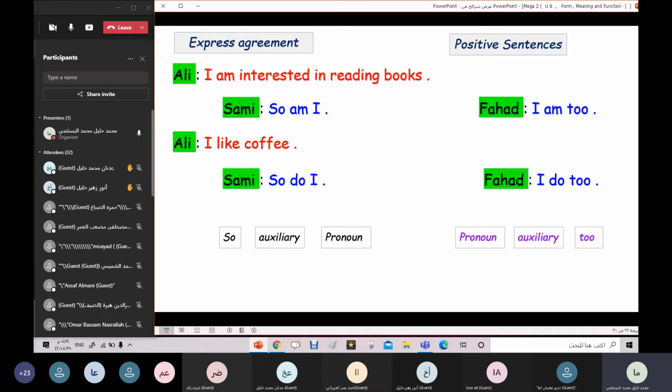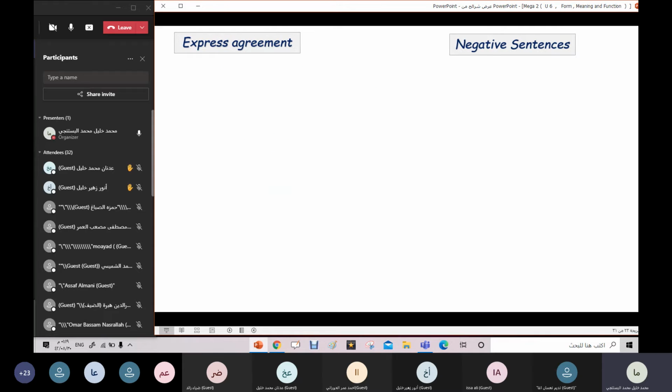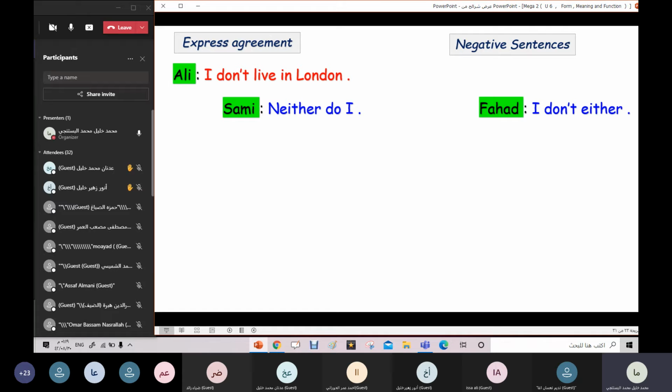Now if you want to show agreement with negative sentences, look at the example. I don't live in London. You want to say that you also don't live in London, you can say it like this: neither do I. Neither is used with negative sentences. Also, we can say it in another way: I don't either.